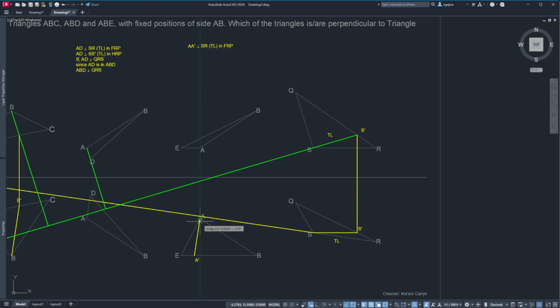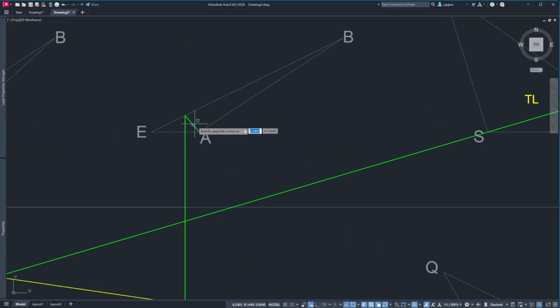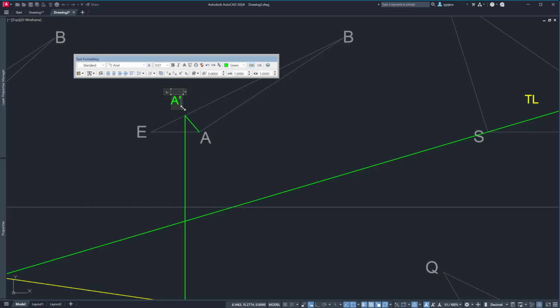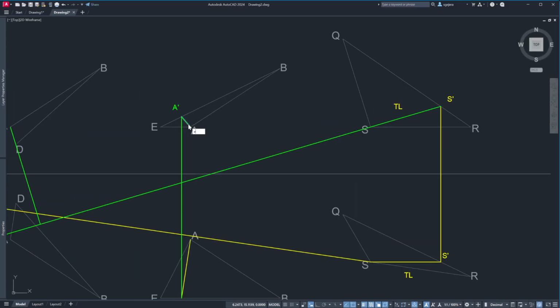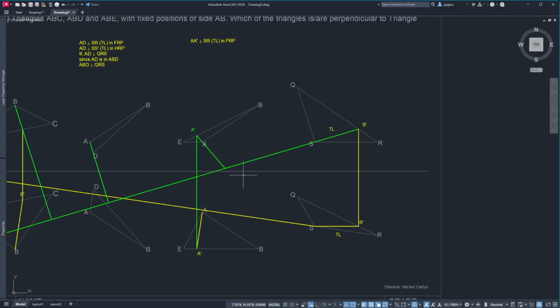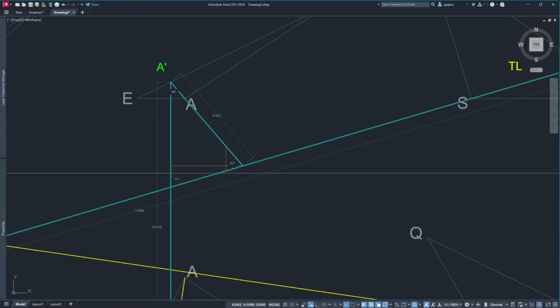A prime is in between EB. So nandito siya. So this is now AA prime. Tama? This is AA prime. Now let's extend this AA prime. And we can see that it is not perpendicular, no? Tama? If we use our measure tool, it's around 67 degrees.